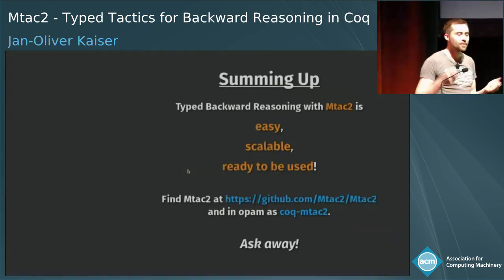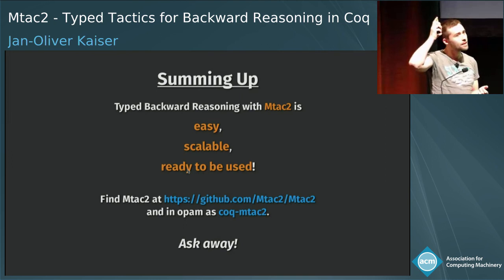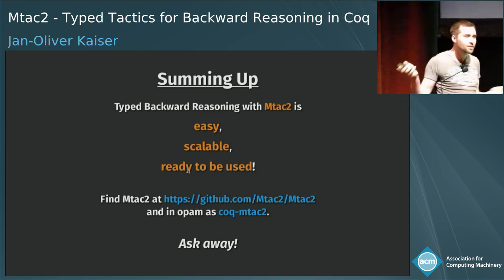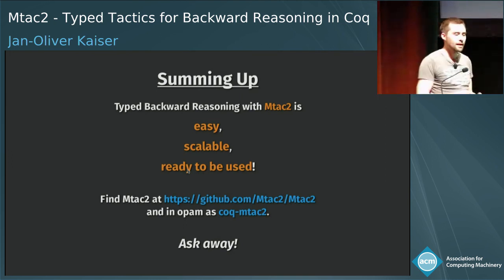Okay, so to sum up, typed backward reasoning with Mtac is easy. It's scalable. It's ready to be used by all of you. And you can find Mtac2 at this GitHub URL, or you can also find it in OPAM, and I'm happy to take questions. Thank you.